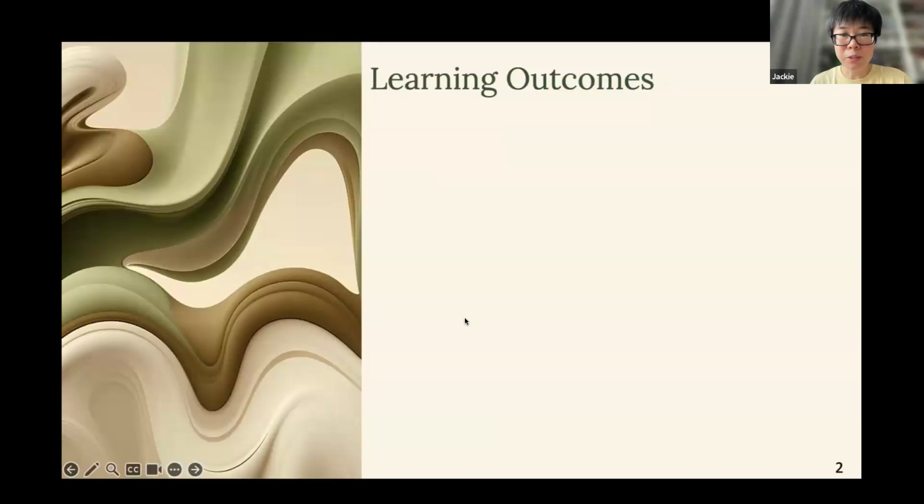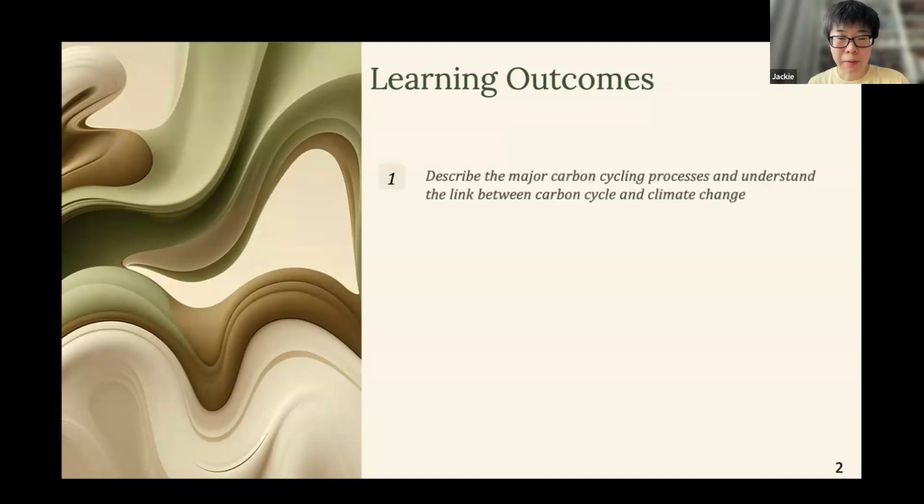So first of all, the learning outcomes. By the end of this lecture, after about 100 minutes, the students should be able to describe the major carbon cycling processes and understand the link between the carbon cycle and climate change, which is extremely important before we go into how we're going to achieve sustainable agriculture in the context of climate change.